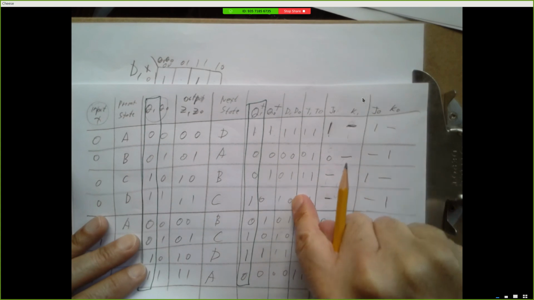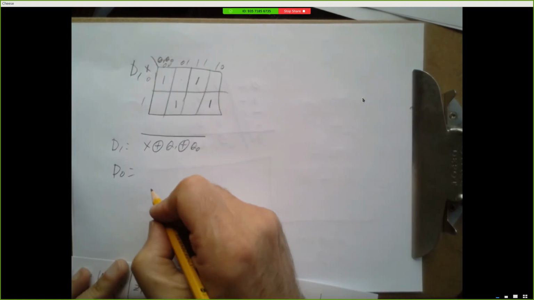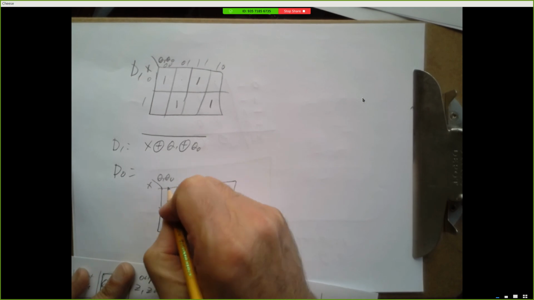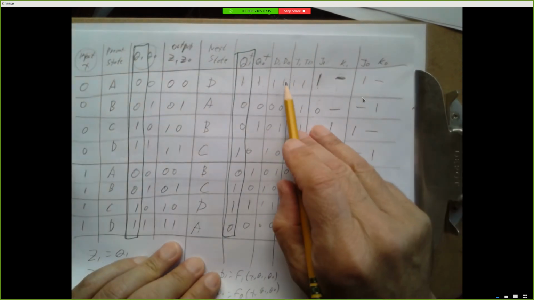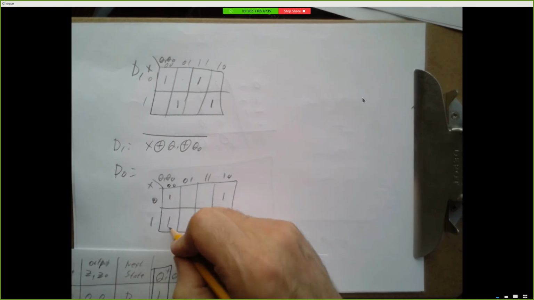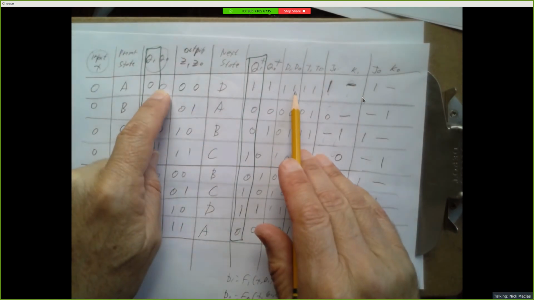D0, 1, 0, 1, 0, 1, 0, 1, 0. I don't need a K-map for that. I see an alternating pattern here. Well, I'll do a K-map anyway. All right, so D0 is 1, 0, 1, 0, and then 1, 0, 1, 0. And so this has a nice 2x2 cover, which says X doesn't matter, Q1 does not matter, Q0 has to be a 0. So D0 is just Q0 bar. And if you look at that, that kind of makes sense. D0 is just the opposite of what's in the Q0 column.